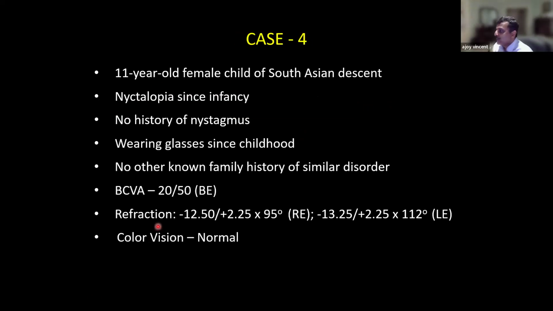So let's go to case 4. Case 4 is an 11-year-old female of South Asian descent, has nyctalopia since infancy, no nystagmus. Best corrected vision is 20/50 in either eye. The child has high myopia with some astigmatism. The color vision is normal.